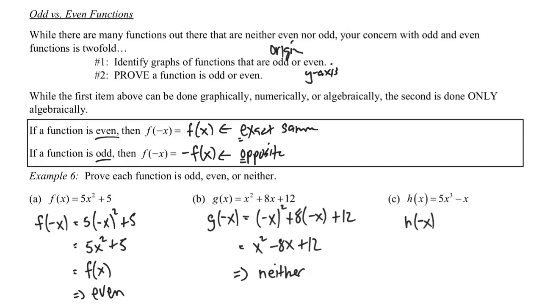Okay, and then finally, letter C, we've got h of x is equal to 5x cubed minus x. Same idea here. We're going to substitute in negative x for x. So 5 times negative x cubed minus negative x. What happens when I cube a negative? It's going to stay negative. So when I simplify, this is going to equal negative 5x cubed, and then minus negative x becomes plus x. What I notice is that that is the opposite of the function that I started with. So this is equal to the opposite of h of x, and since h of negative x equals negative h of x, we say that this function is odd.